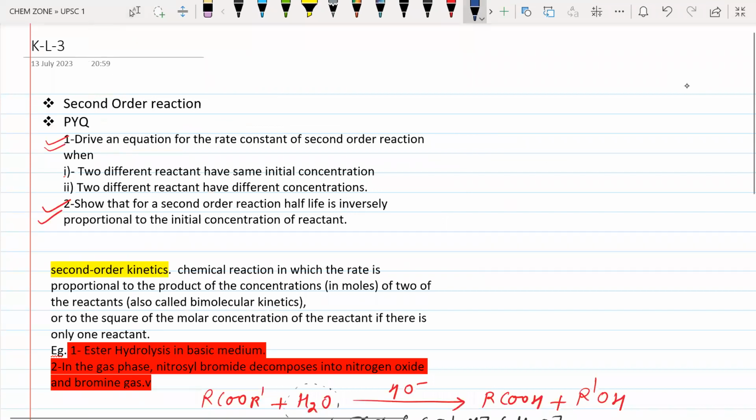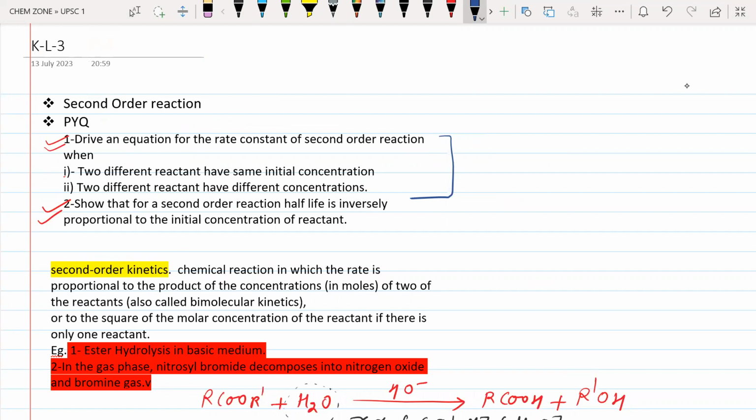Hello students. So I will start second order reaction in this lecture. In second order reaction, repeatedly these two questions are asked in previous 10 to 12 years. Now let us take a look at this question.